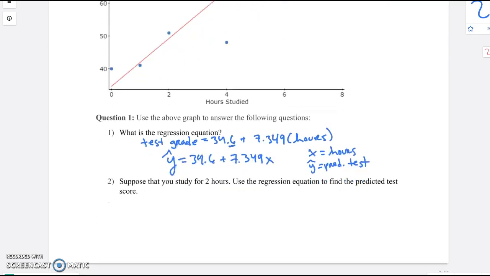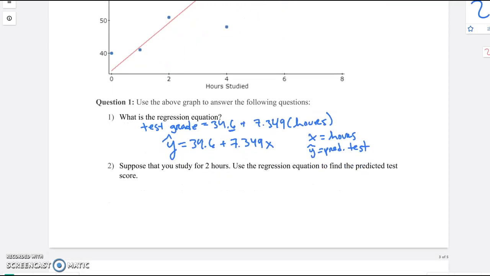The second question says, suppose that you study for 2 hours. Use the regression equation to find the predicted test score. So if I only had 2 hours to study, what would I get? Remember, I'm just going to use my regression equation. Y hat equals 34.6 plus 7.349 times 2. This is where you actually have to go to your calculator and calculate this.